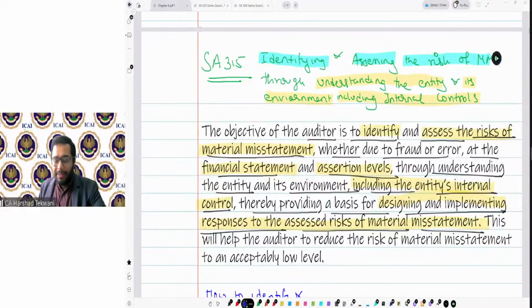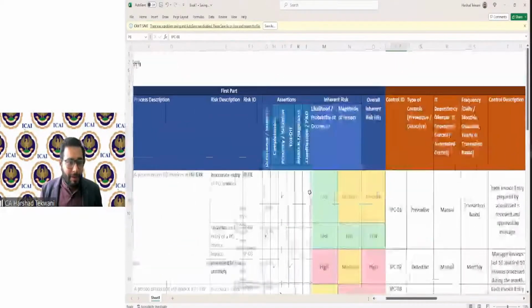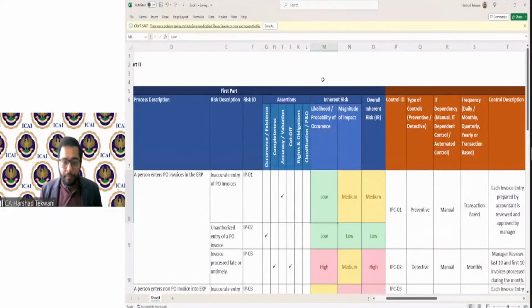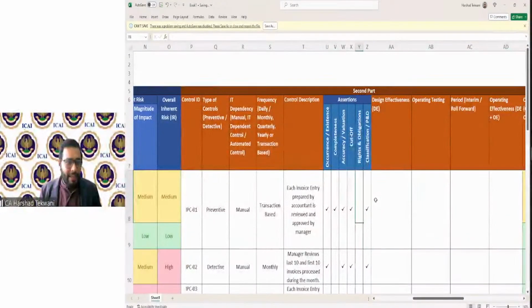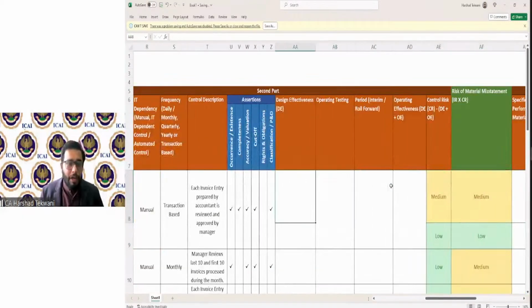I want to take up the next part, that is part three. Remember, I was talking in the previous lecture about this particular testing. Till here, we were clear. We identified the assertions, we identified the control. Now comes the design effectiveness and operating effectiveness of the control. In order to rely upon the control, I need to understand whether the control is operating effectively throughout the period or not. That is part three. So how will you understand the design effectiveness?